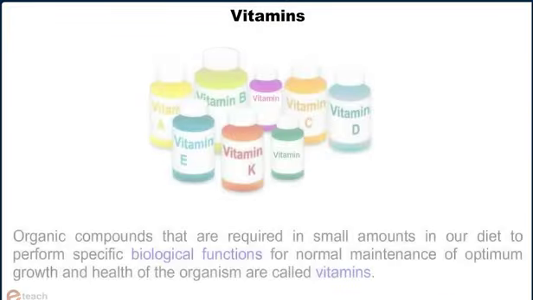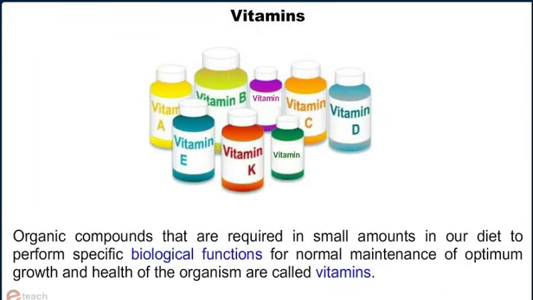Let us understand vitamins. Organic compounds that are required in small amounts in our diet to perform specific biological functions for normal maintenance of optimum growth and health of the organism are called vitamins.